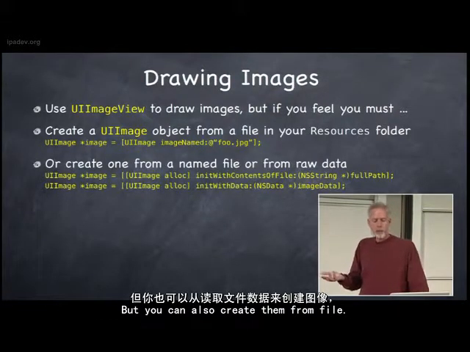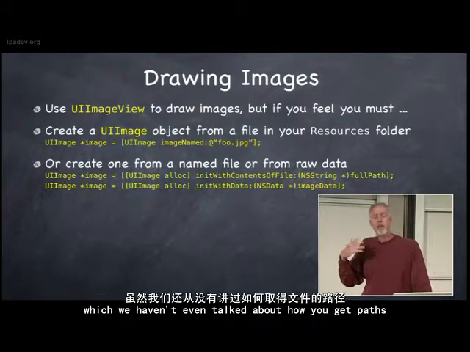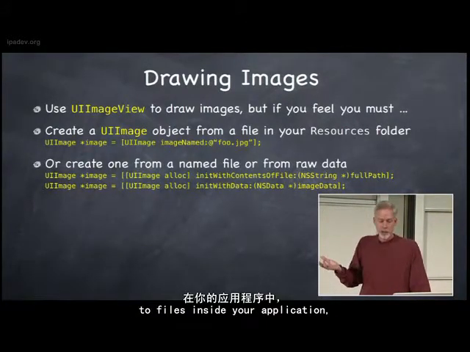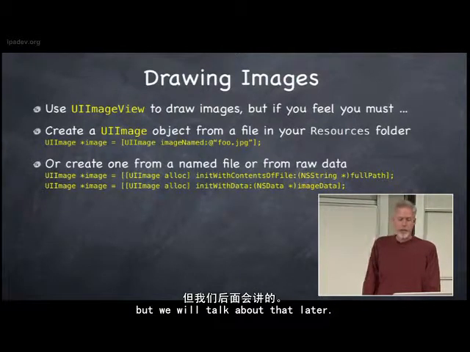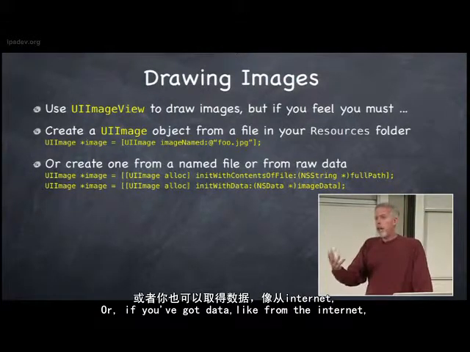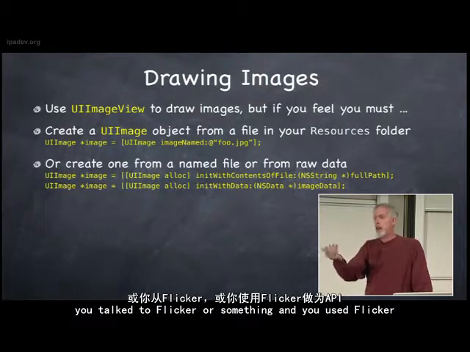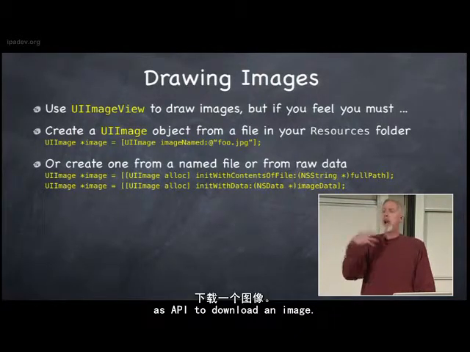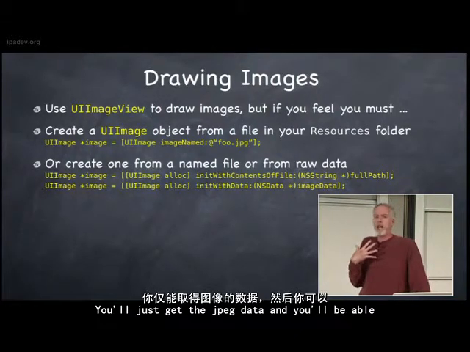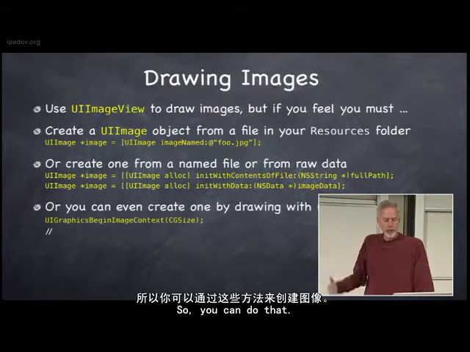But you can also create them from files. So if you have a path to a file, which we haven't even talked about how you get paths to files inside your application, but we will talk about that later. Or if you got data from the internet, say you talk to Flickr and use Flickr's API to download an image, you'll just get the JPEG data, and you want to be able to create an image from that. So you can do that.